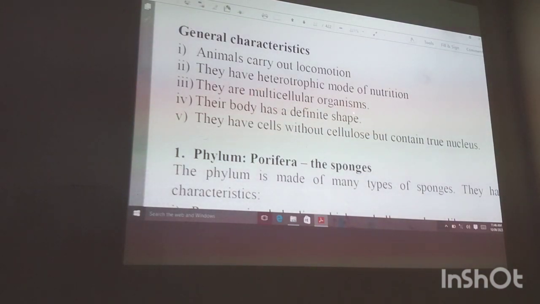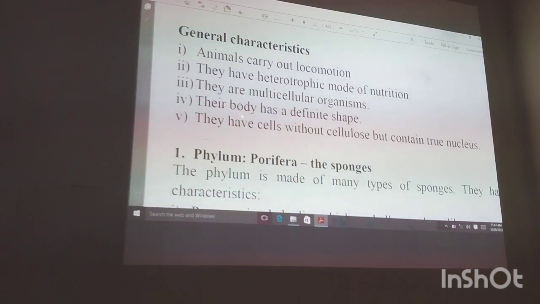They are multicellular organisms. The whole body is made up of very tiny cells. Like you learned in grade 8 as well as in grade 10, a group of cells form what? Tissues. A group of tissues form organs. A group of organs form systems. A group of systems form an organism. So this kingdom is made up of organisms that are multicellular.